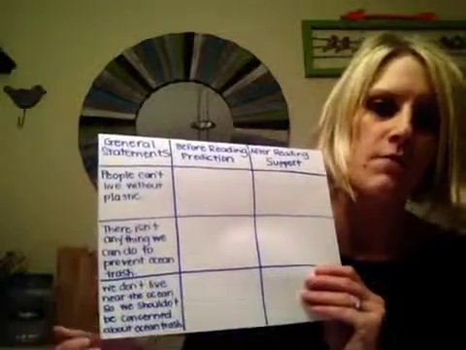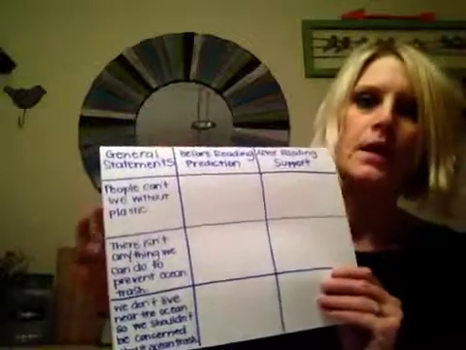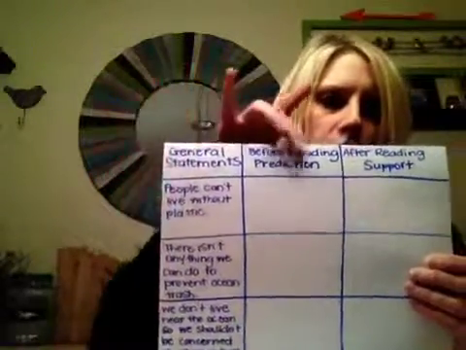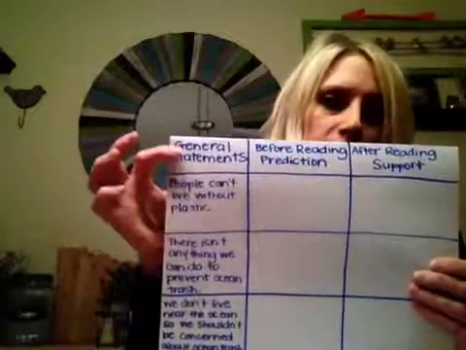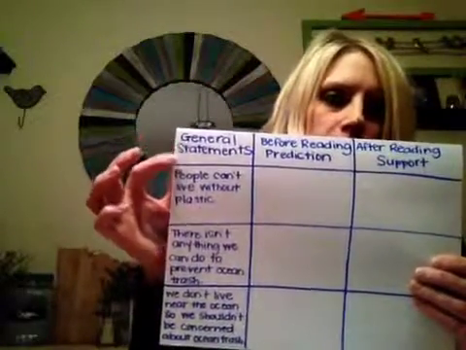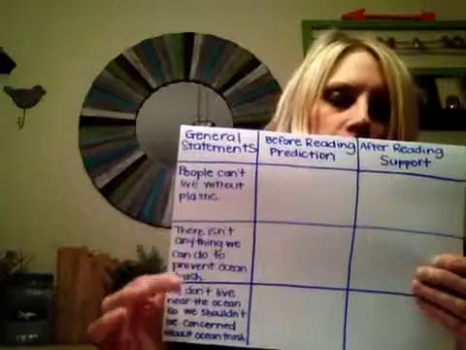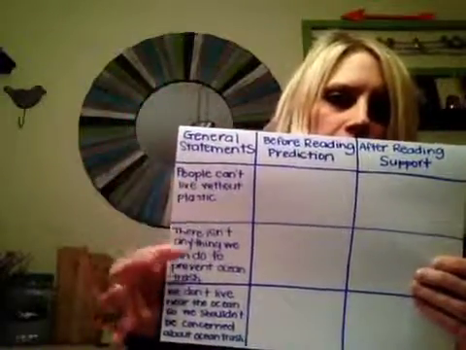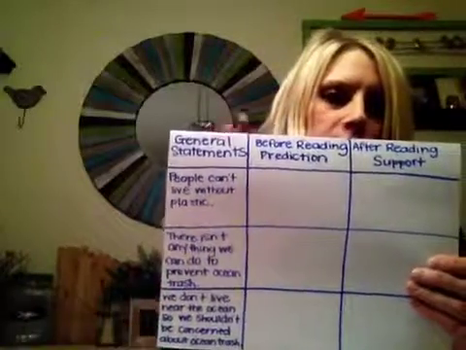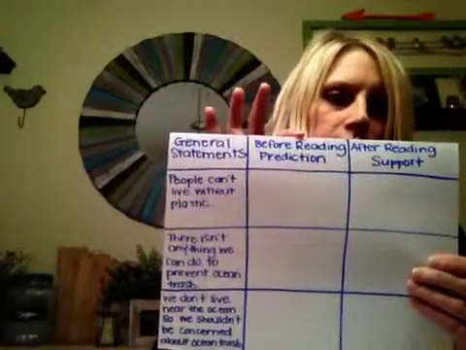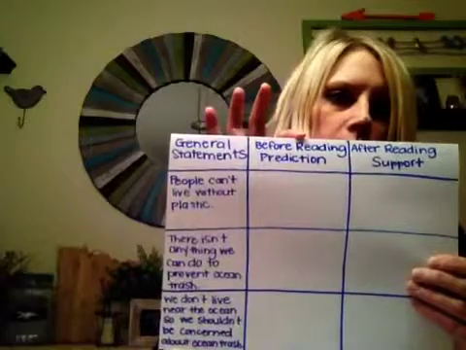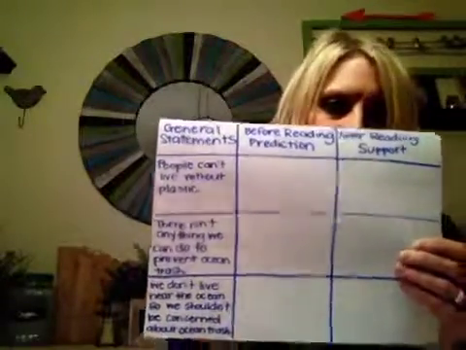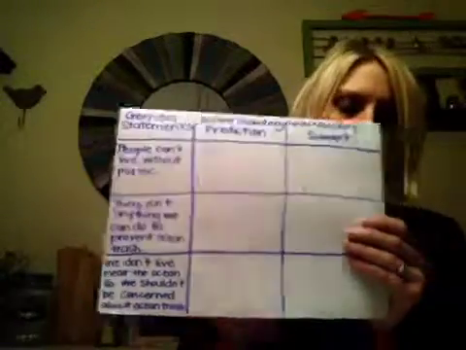You could have more than three, that is entirely up to you, but you will put them on a chart like this that has three columns. The first column is your general statements, and you can either have this typed in or written in ahead of time for students, or you can have it blank and have them copy those in there. That's up to you. Also, the next column is before reading predictions, and then after reading support. So you want to have this prepared ahead of time.